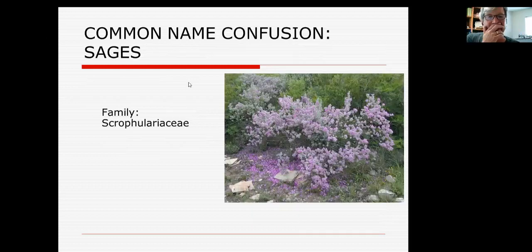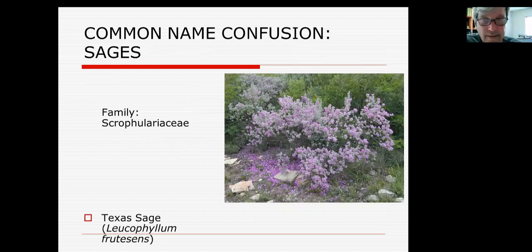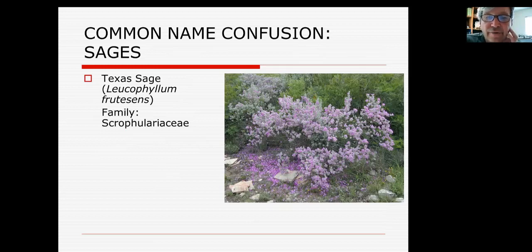Here's another one. That common name of sage has a lot of, we looked at this plant before. This is the Texas sage, which is the Leucophyllum frutescens, and it is in the family of Scrophulariaceae. And try to say that 3 times fast. But that is the family it's in, which is one notch above the genus, but it's in that family.